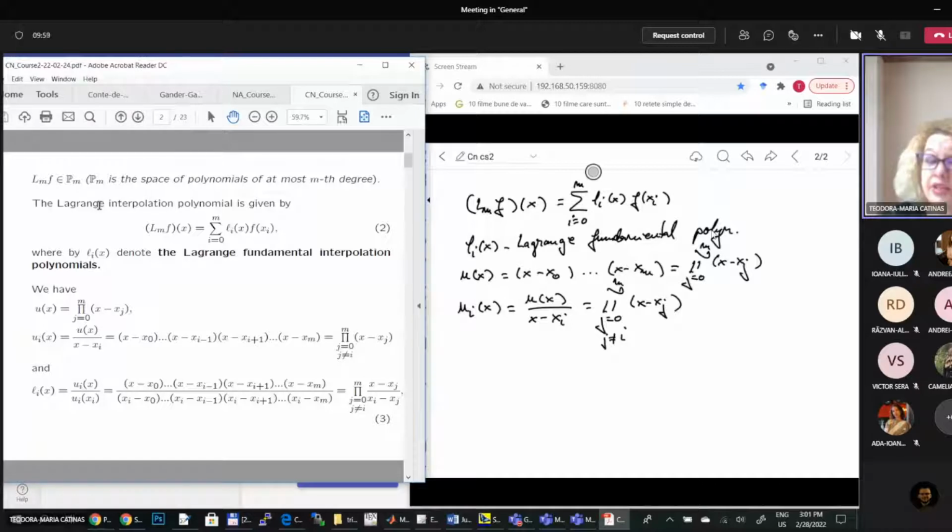And having these notations, we write the formula for Li. Li of x will be ui of x over ui of xi. This is the formula for the fundamental polynomials. So we have to write u of x, then ui, and for each i from 0 to m, we have Li as ui of x over ui of xi. We will see for an example how we get this.